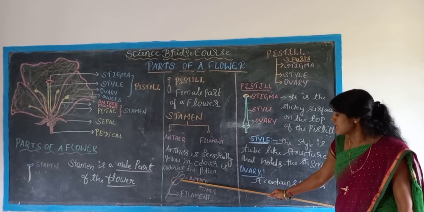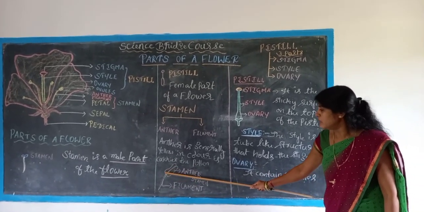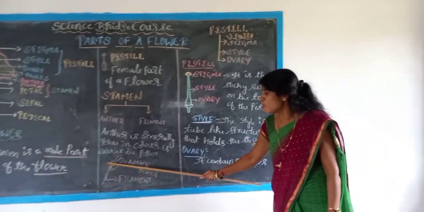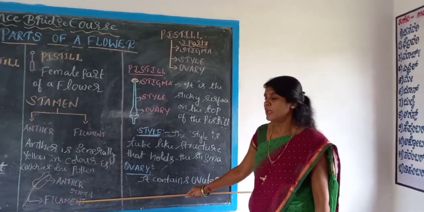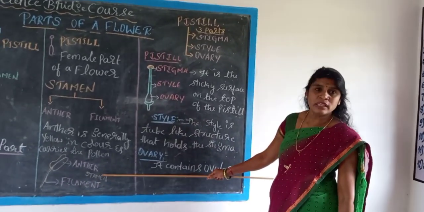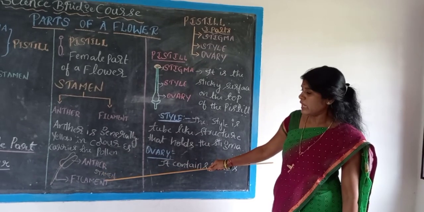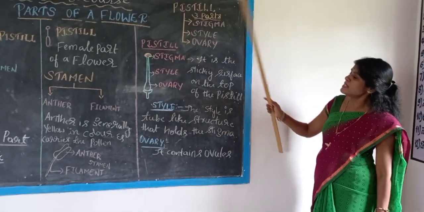This is the anther, the yellow color, and the small thread-like structure is called the filament. Everybody understood this? Okay, then let's move on to the pistil.